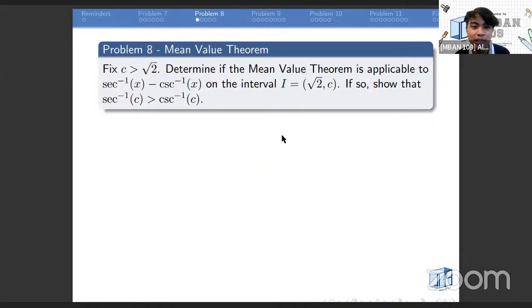Ayan. Problem 8, which is about sa mean value theorem. So fix c is greater than square root of 2. Determine if the mean value theorem is applicable to the arc secant of x minus the arc cosecant of x on the interval I equal to square root of 2 to c. If so, show that arc secant of c is greater than arc cosecant of c.